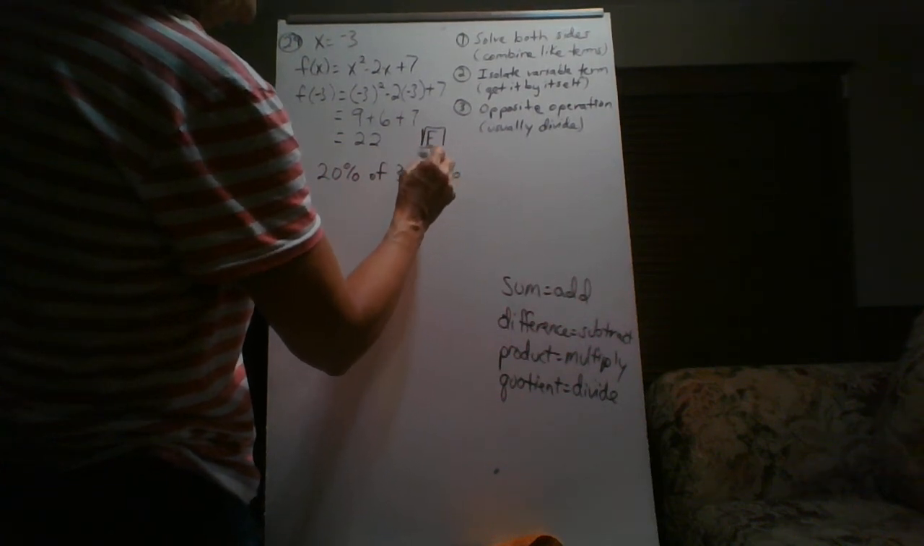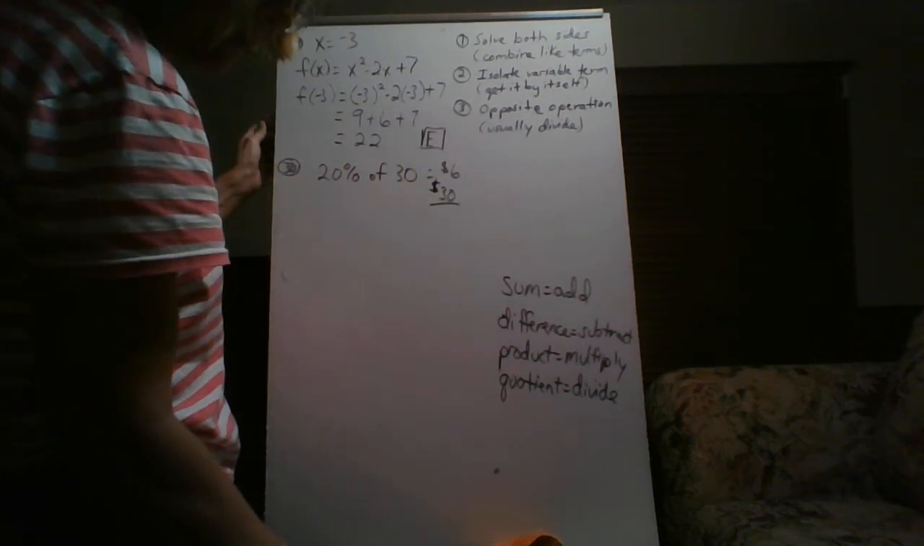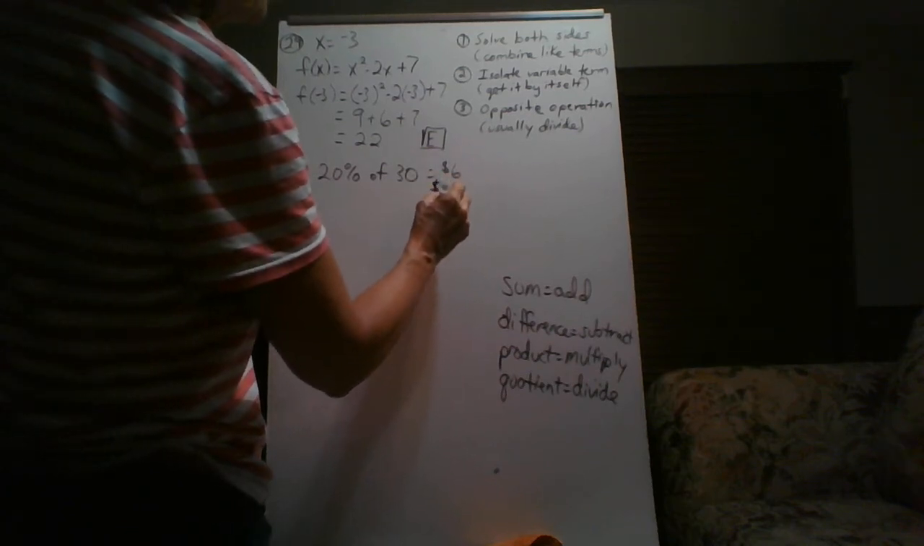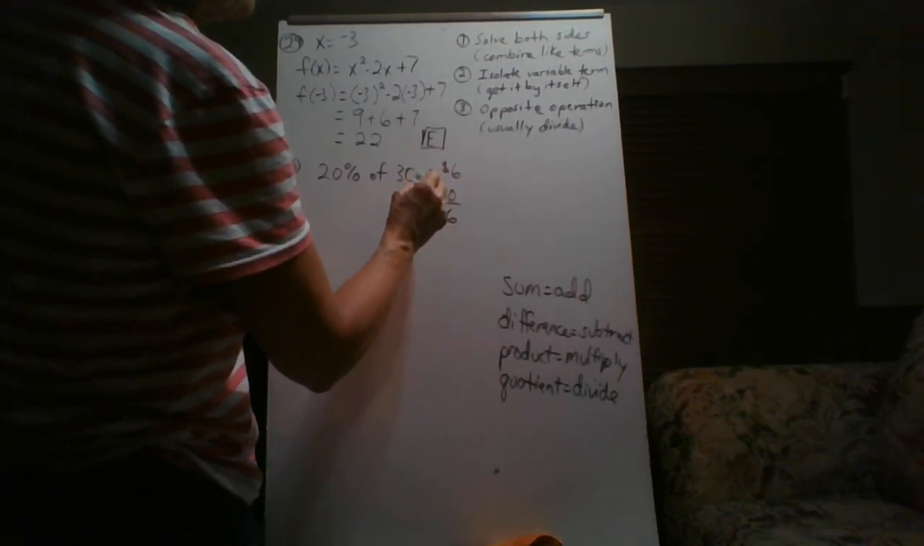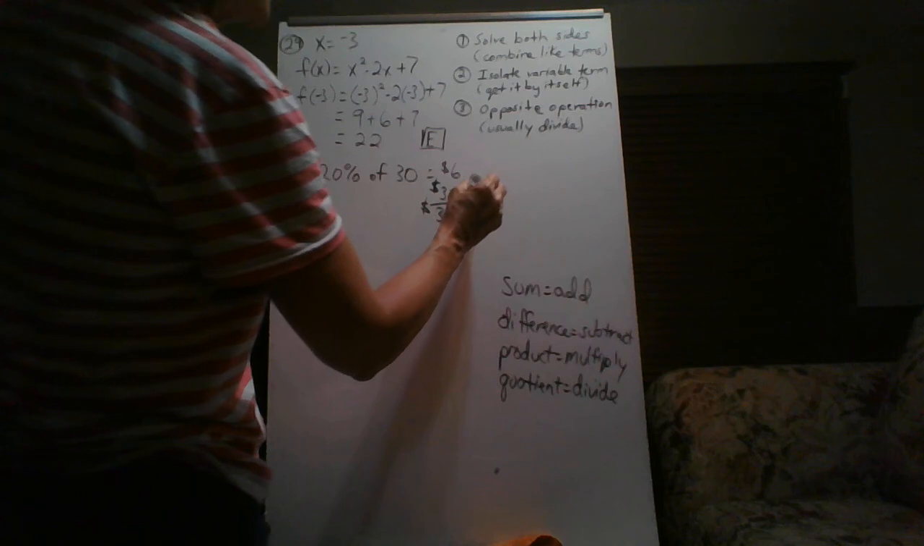All right, so spent $6 on tip, had a $30 fare. Again, this is where you got to pay attention. What did they ask me? They asked the total cost. The total cost is $36. So D.